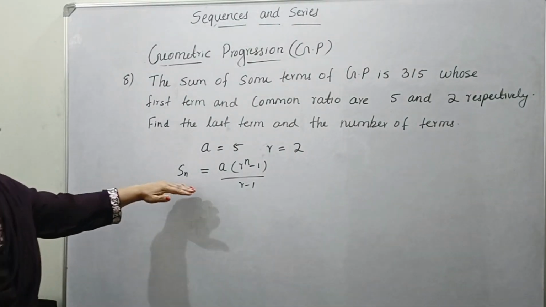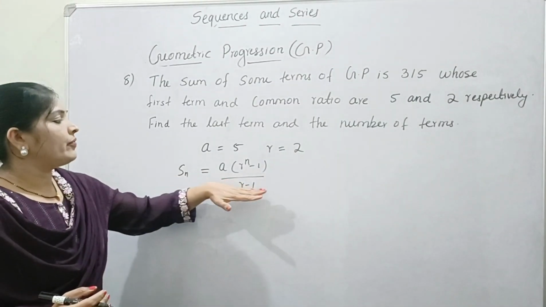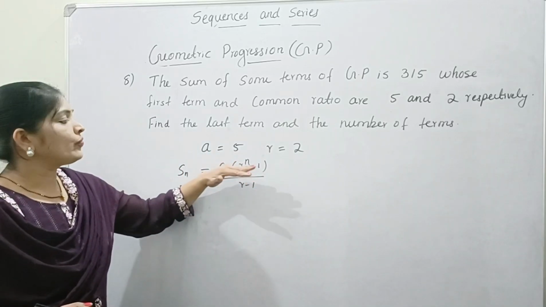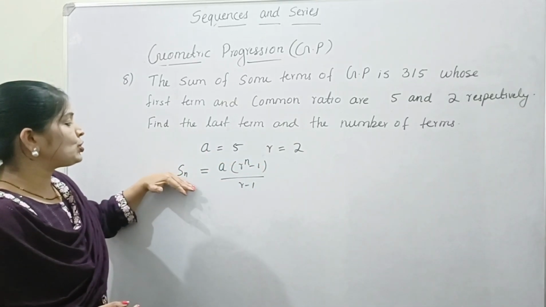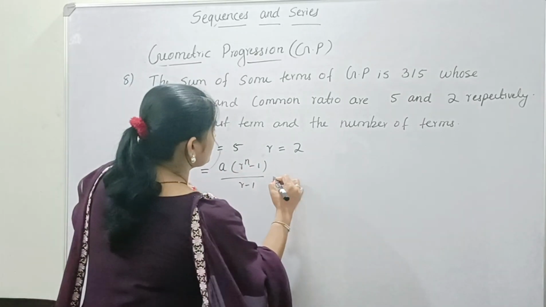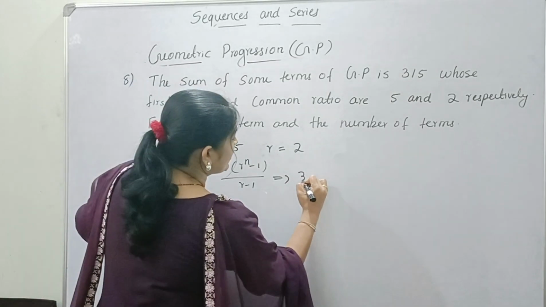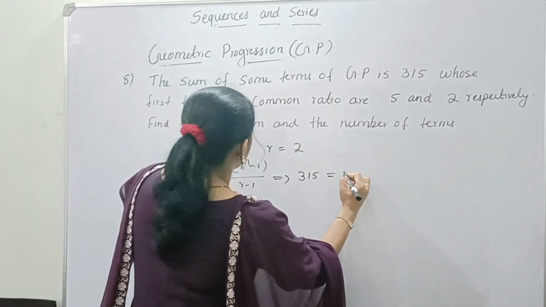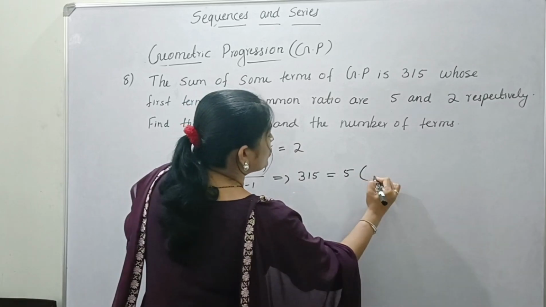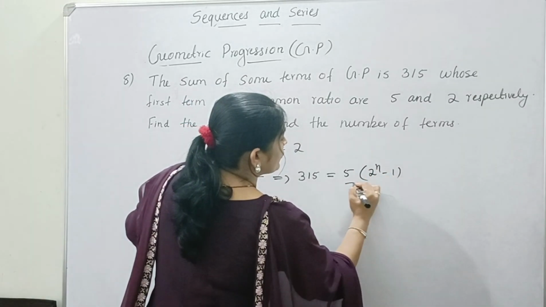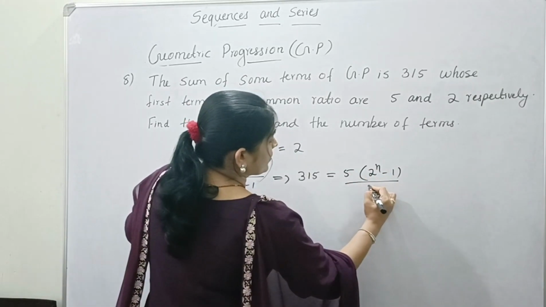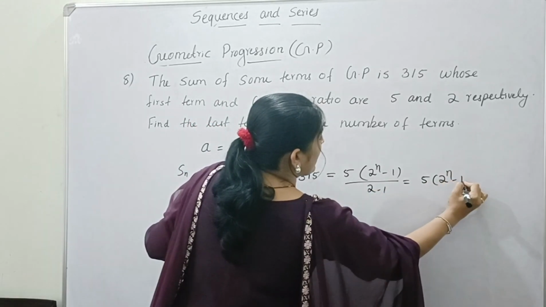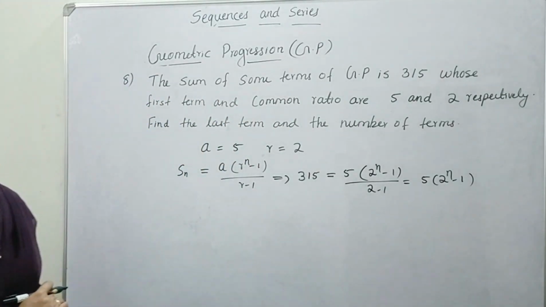Okay, so here it is given 315. We will find n, that is, how many terms there are. So substitute the sum. The sum is 315, that is equal to a, which is 5, into 2 raised to n minus 1 divided by 2 minus 1, that is equal to 5 into 2 raised to n minus 1. 2 minus 1 is 1 itself.